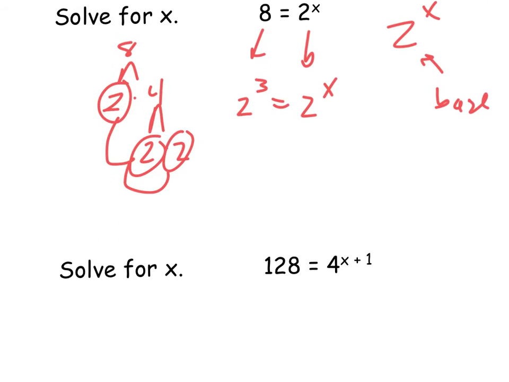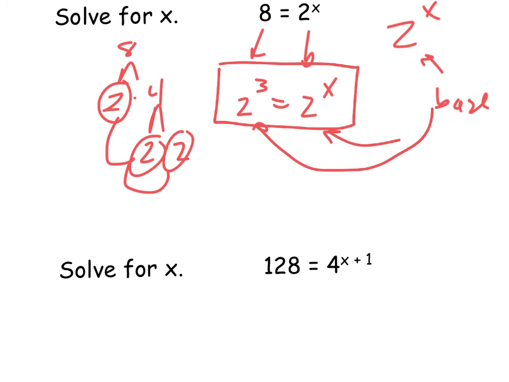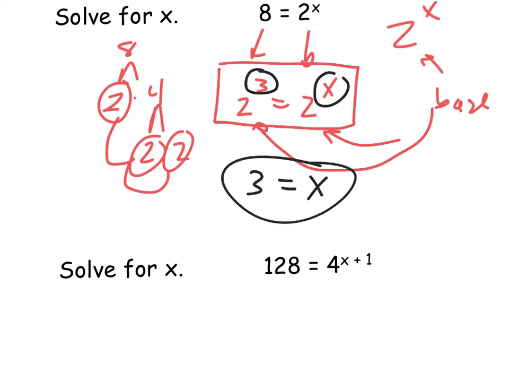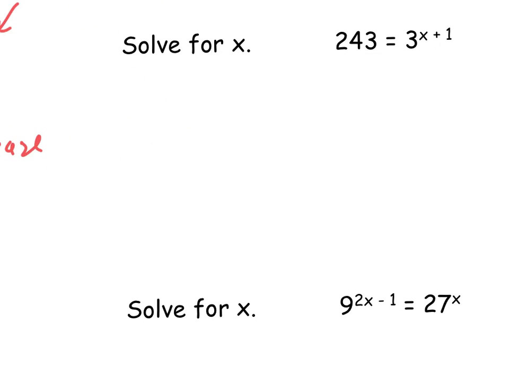Now, I have this equation, and both of the bases are the same. They're both 2. Well, if this equation is true and the bases are equal, then the exponents have to be equal. So 3 has to equal x. And this only works when you get the bases to be the same. It could be 2, 4, 6, 8, 7, 15, whatever the base is, that's what you got to get them down to. And sometimes it's kind of hard to find those bases. You might have to work at it a little bit.